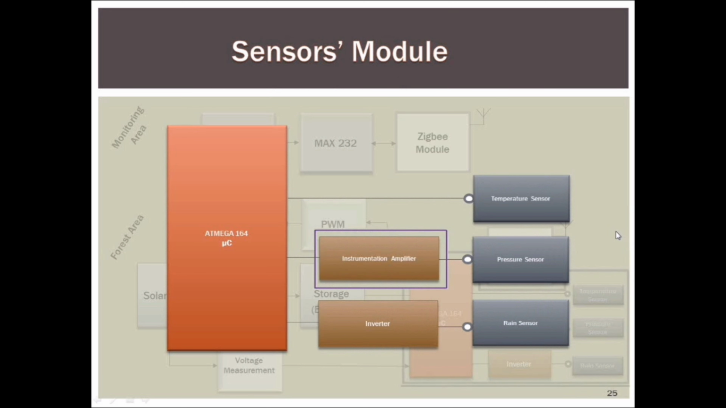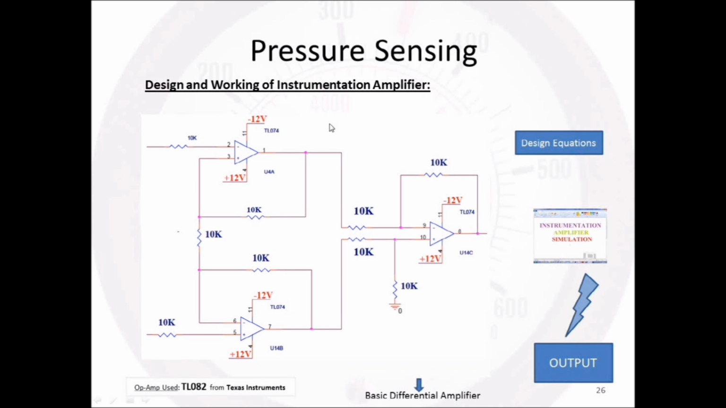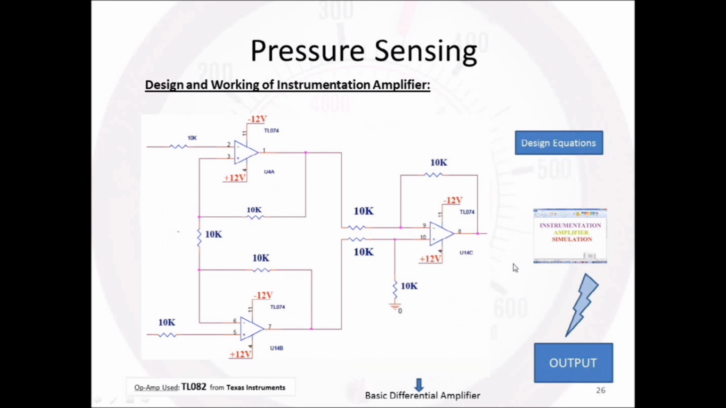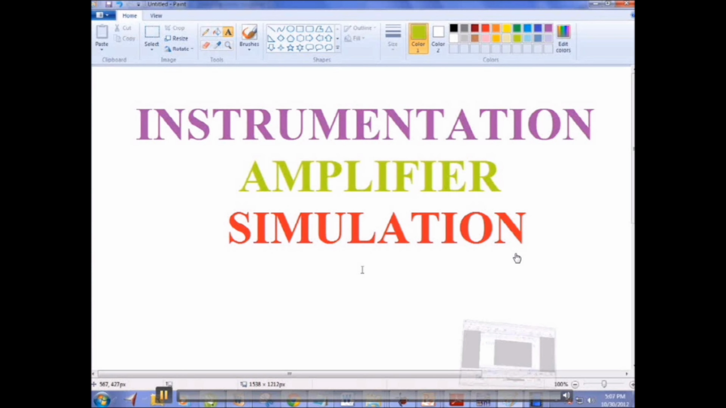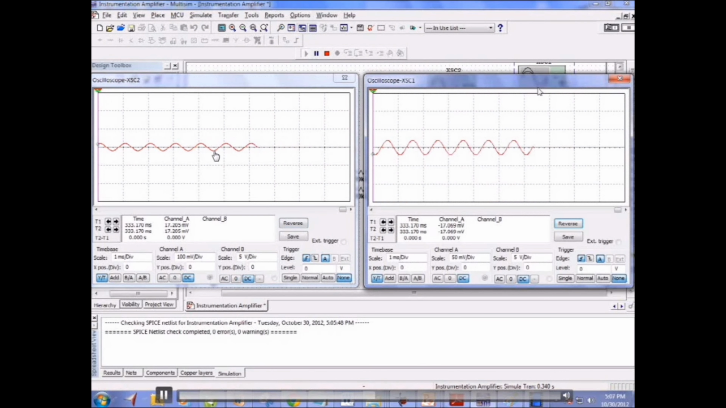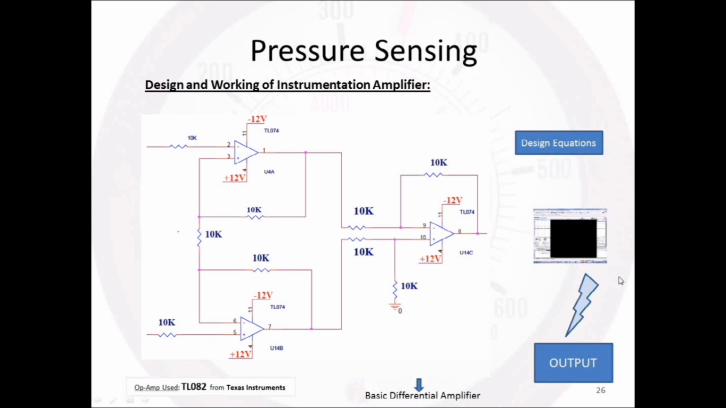Next we will see the instrumentation amplifier. This slide shows the design and working of the instrumentation amplifier. This is the instrumentation amplifier designed according to these design equations. Now we will see the simulation of this instrumentation amplifier. The simulation was done in Multisim. This is the input graph and this is the output graph. From these graphs we can see that the input has been amplified and the output voltage is higher than the input voltage.